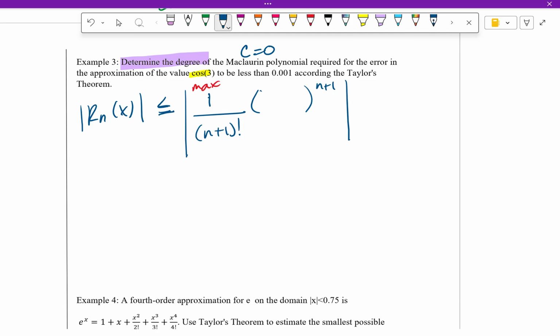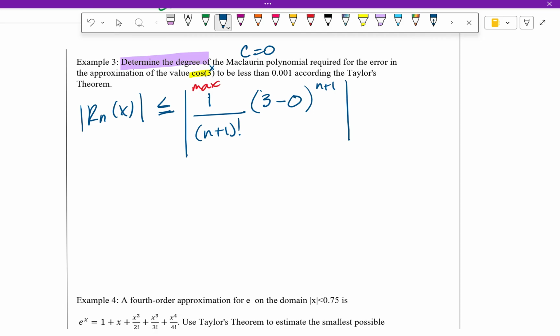Did they give me an x value that they plugged in? What is it? 3. Yeah, this is that x value that we're talking about. So they plugged a 3 into it. And then I have to subtract the c value. What's the c value? 0. Good. So we picked everything up we needed.